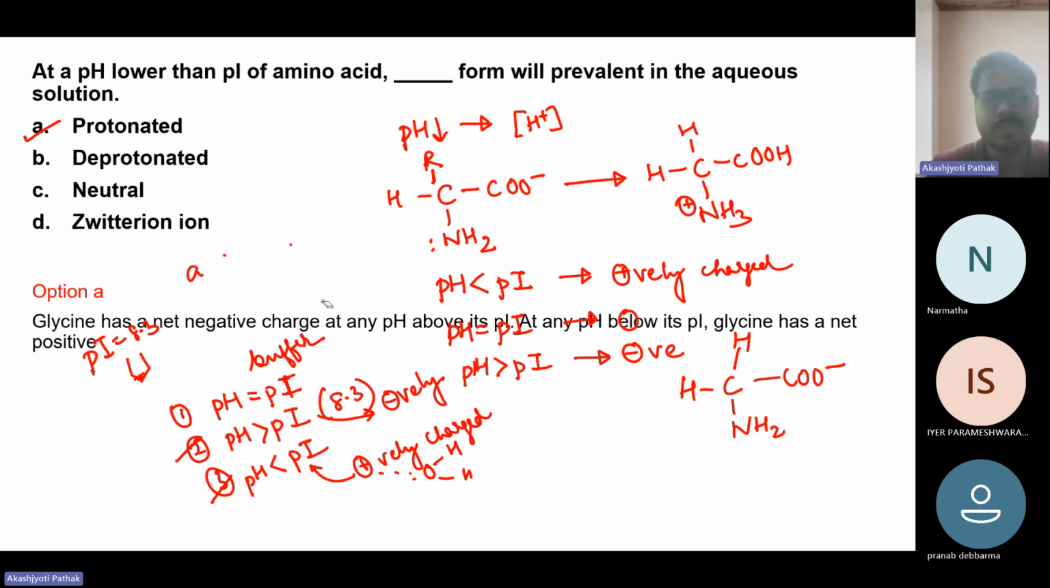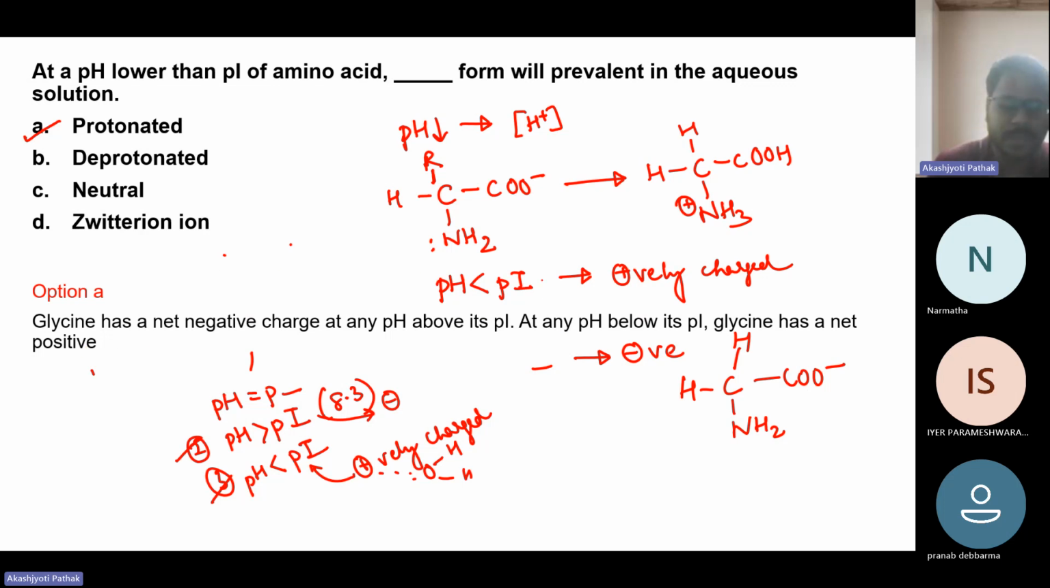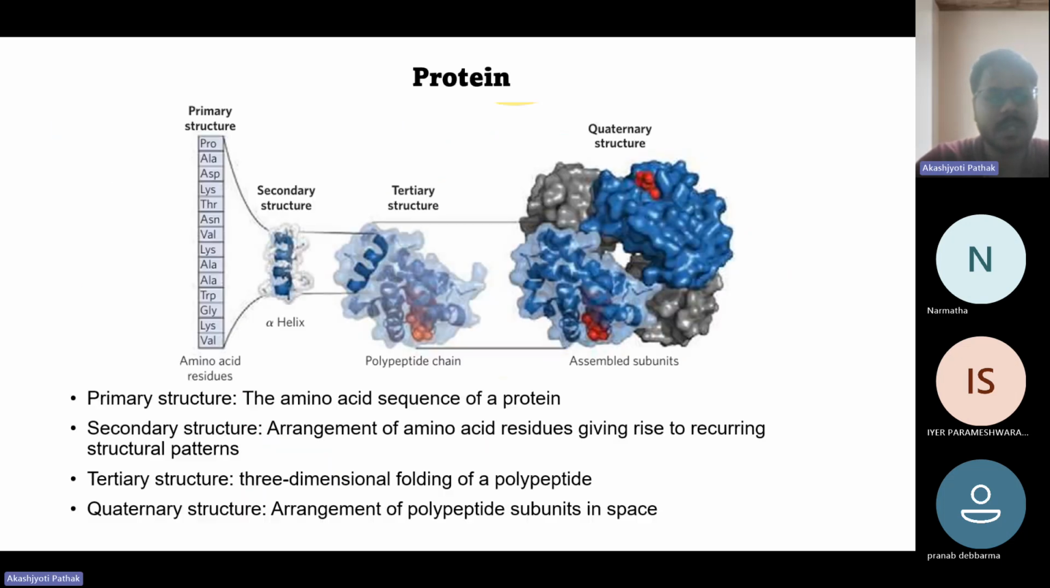So the explanation, I've already given, but let's read what is written over here. Glycine has a net negative charge at any pH above its pI. At any pH below its pI, glycine has a net positive charge. So that is what I was saying. If pH is greater than pI, it will be negatively charged, and if pH is less than pI, it will be positively charged. Okay. So now let's talk about proteins.